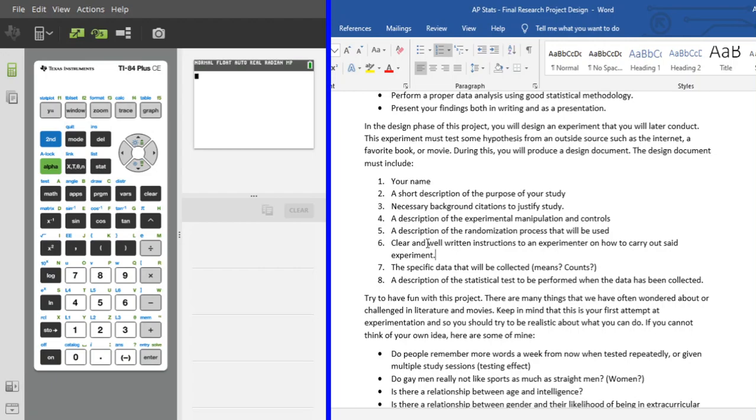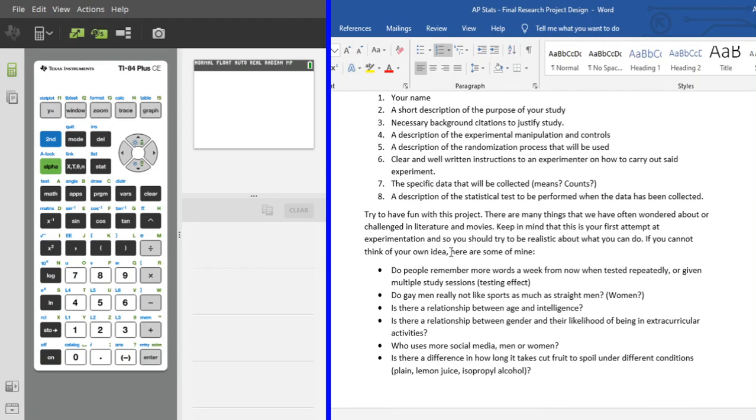I also, of course, need clear and well-written instructions to an experimenter, because the reality is that in the real world, if you were doing this, you would probably not be the only person running the experiment. There would likely be someone else whose job it was to run the experiment.